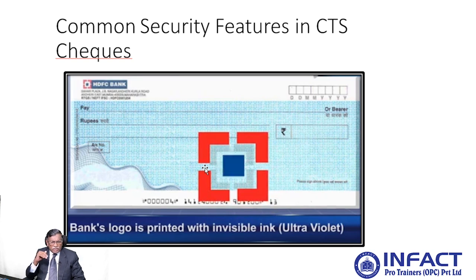When you take the image of the check in your scanner, this is read by the system. If this particular logo is not available on a check, then the system will reject it, and it will not get passed. That is the way the system reads CTS checks. So the logo is very, very important, and without this security feature, the check will not get passed. We will see the next one.